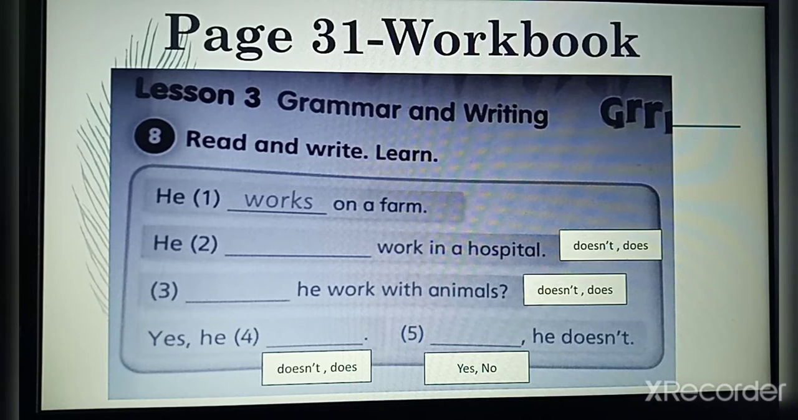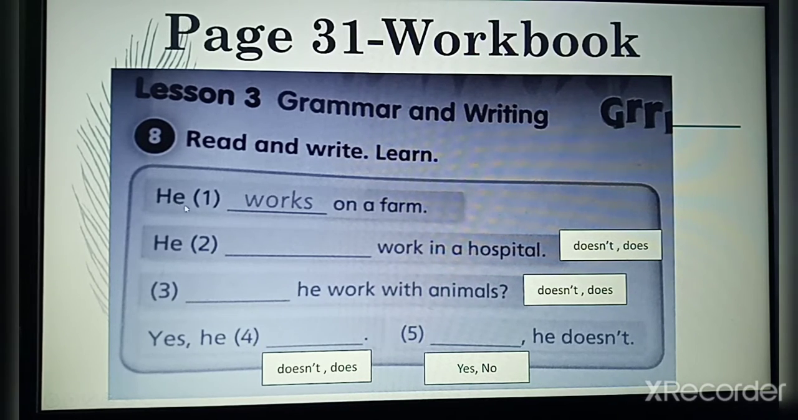Now it's time for you to do your workbook on page 31, lesson 3. Okay, so please open your workbook on page 31, lesson 3, number 8. Please answer the following statements, fill in the blanks. I already put the choices over here: doesn't or does, yes or no. Number 1 is already answered, so proceed to number 2 until number 5.